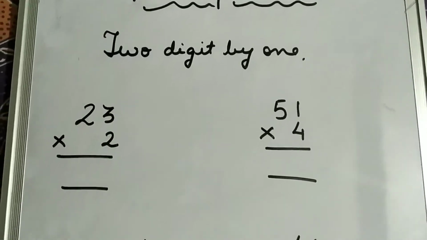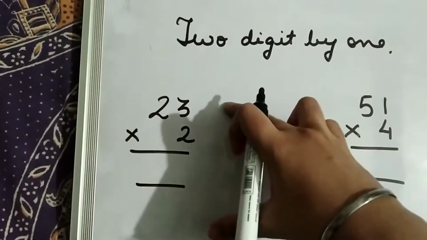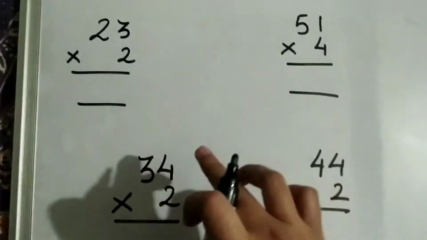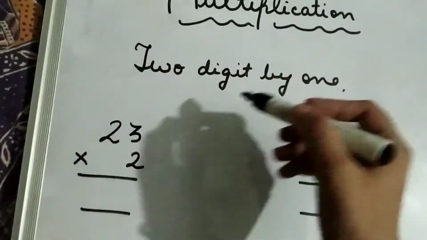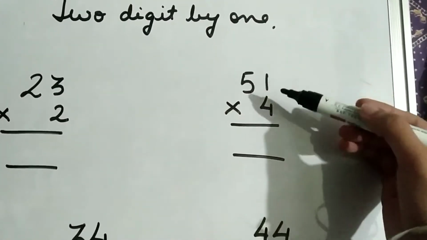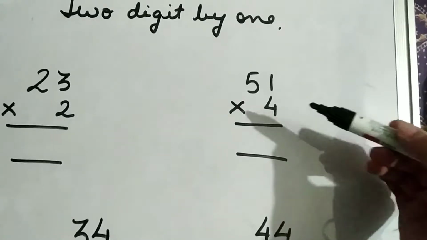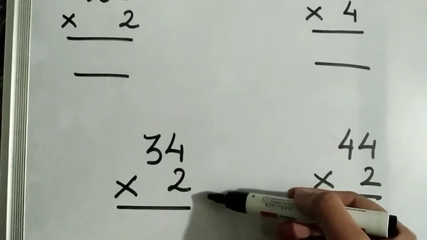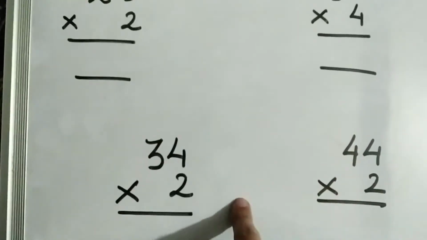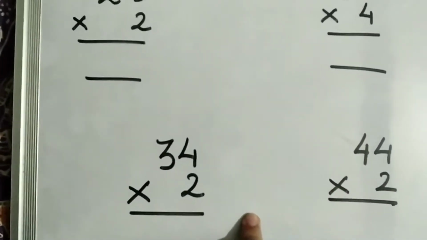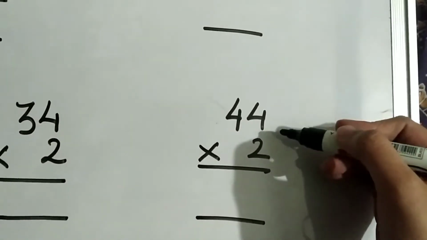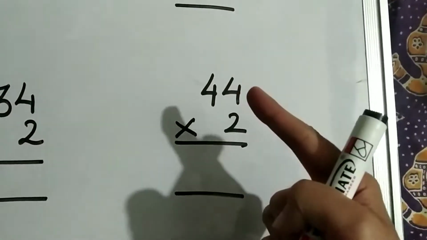Okay, so now here you can see that there are two digits over there and the one digit is at the bottom. All these sums are having the same kind of thing, 2 digit by 1. So these are 2 digit, 51, and at the bottom there is 1 digit. Similarly 34 into 2, 2 digits are there on top, and at the bottom you can see that there is 1 digit. 44 into 2, 44 again is a 2 digit number and 2 is a 1 digit number.